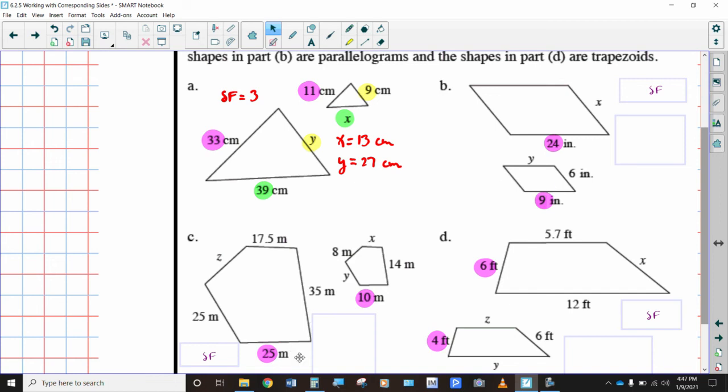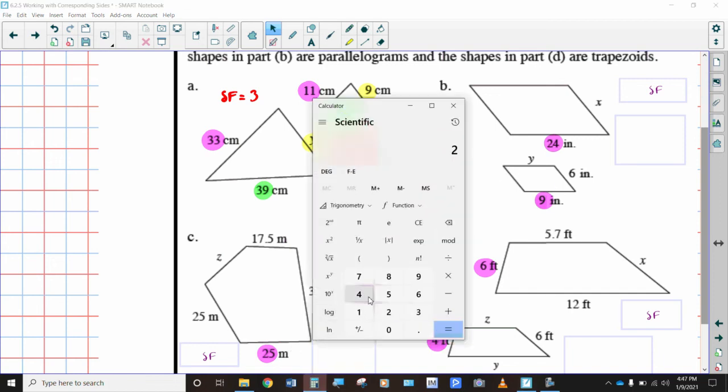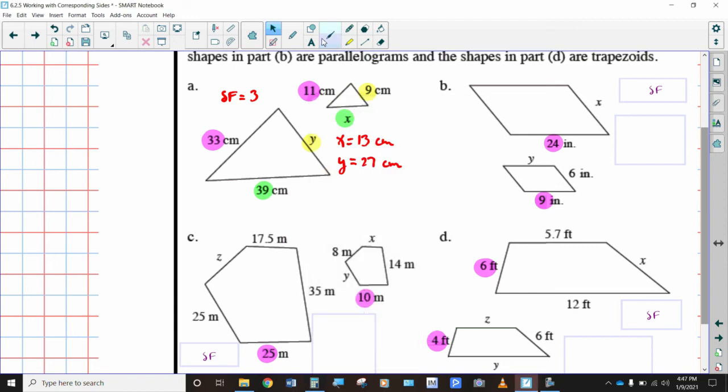In this situation, that's a little bit trickier. I'm going to use my calculator. 24 divided by 9 is equal to what? 2.6 repeated. If you did this in a fraction form, 2.6 repeated is 2 2/3, which is the same as 8/3. So if you had said that your scale factors were either 8/3 or 3/8, that would also be correct.